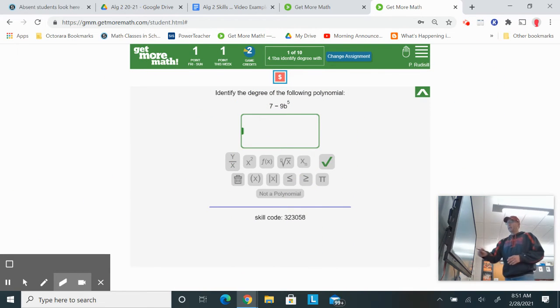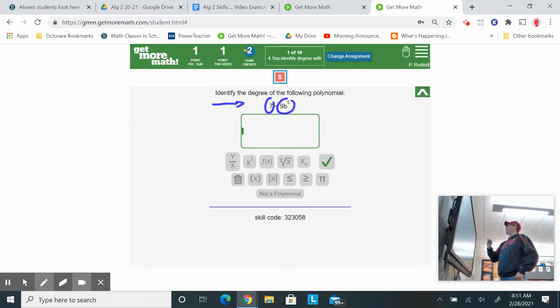Okay, in this next problem, we have a binomial, has two terms. So we have two terms, 7, and negative 9b to the 5th. Now the 7 has no variable. If it had a variable, it would have an exponent of 0, because any variable to the 0 power is going to be a 1, and 1 times 7 is 7.